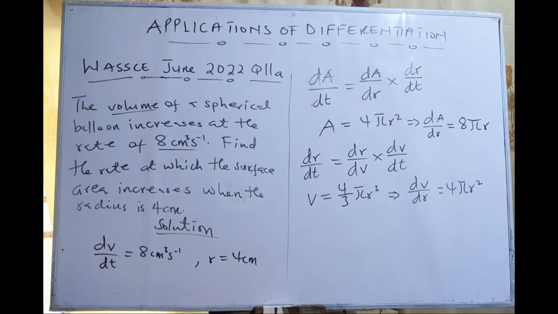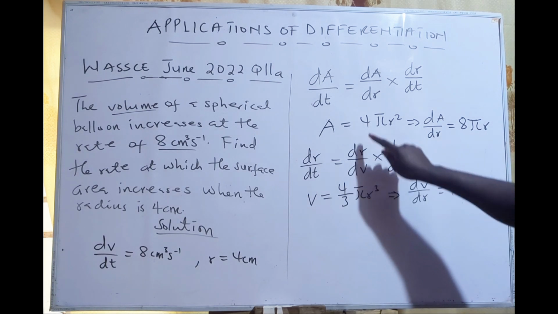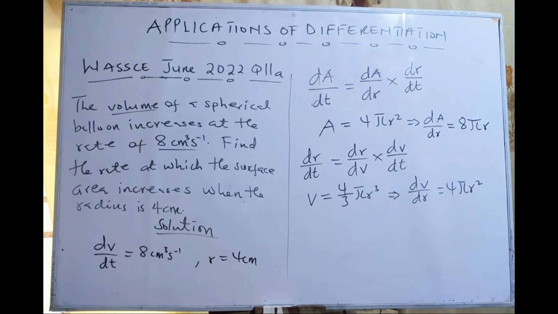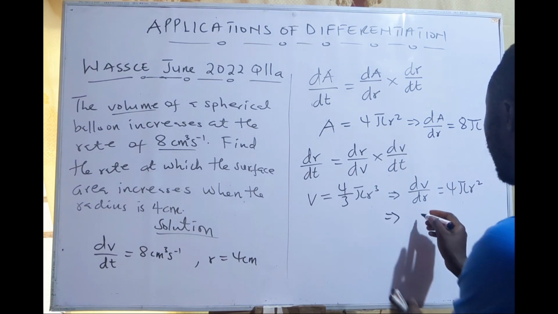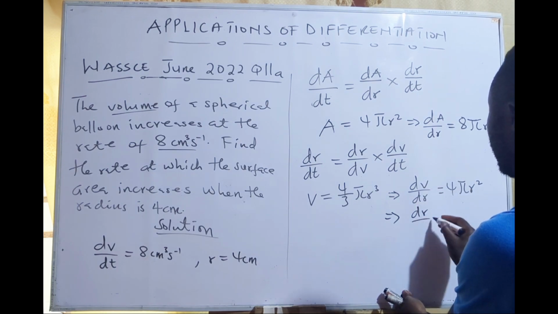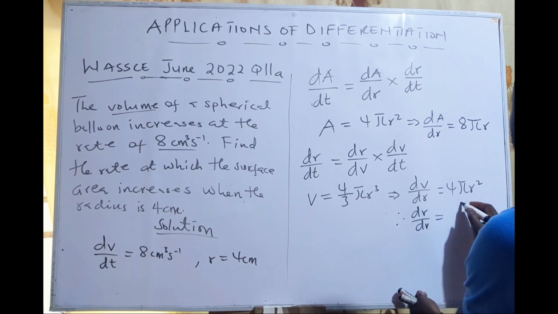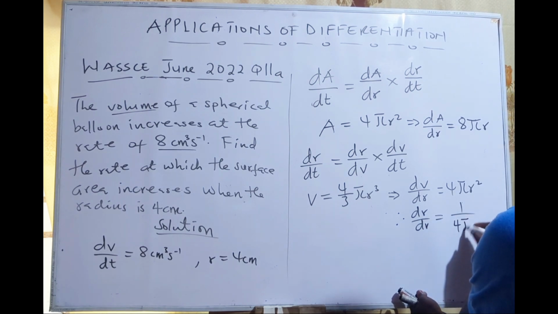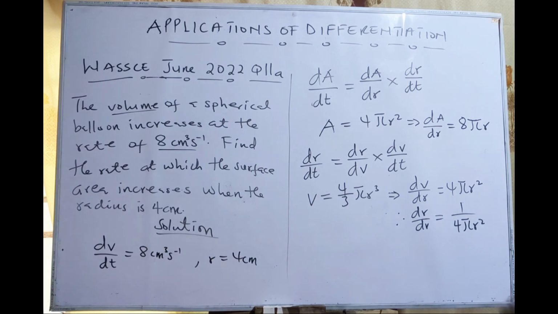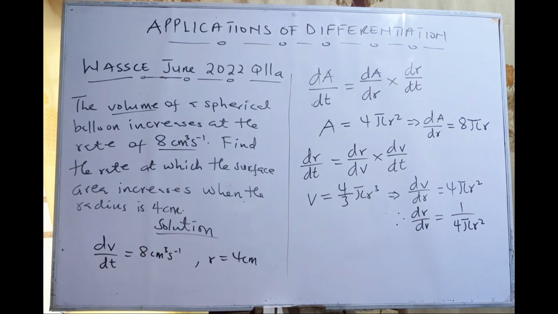However, we are supposed to find what? dr/dV, not dV/dr. So what we are going to do is to reciprocate. Therefore dr/dV is equal to 1 over 4 pi r squared. So if dV/dr is 4 pi r squared, then dr/dV is 1 over 4 pi r squared. I believe this is so simple to understand.